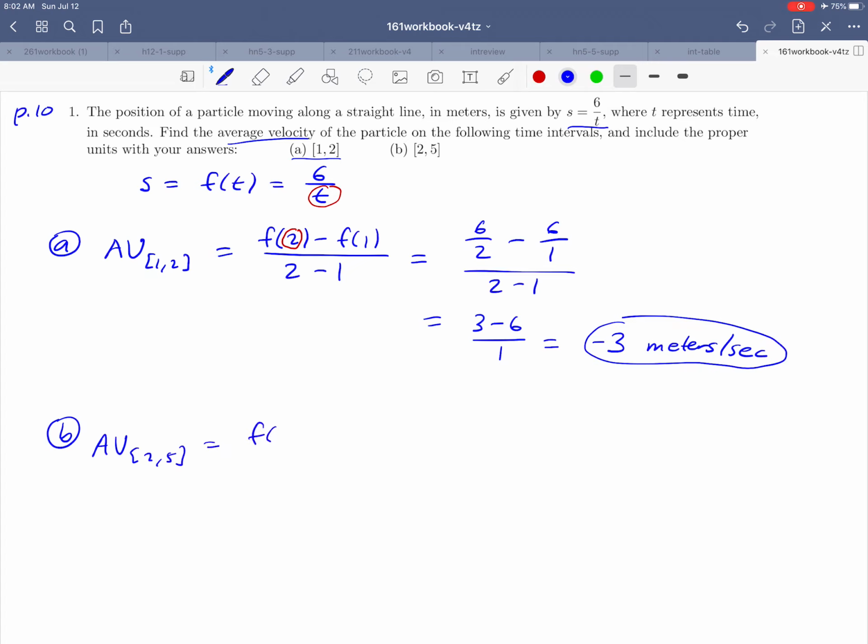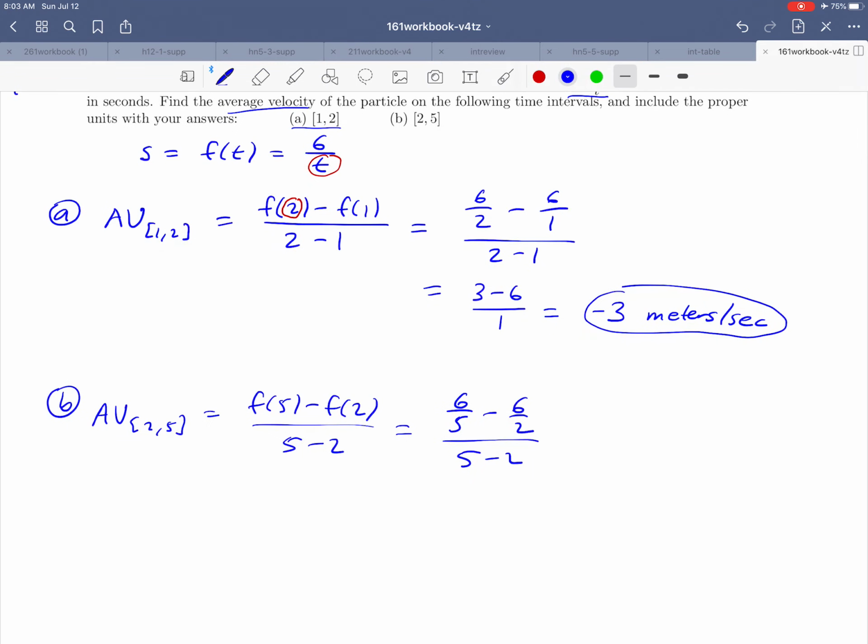So this time we'd be measuring f of 5 minus f of 2 over 5 minus 2. We're going to substitute those two t values into our function and get 6 over 5 minus 6 over 2, over 5 minus 2. Okay, and if you do that calculation, you can check this by doing it on your own, what you should end up with is negative 0.6, and the units again are going to be meters per second.